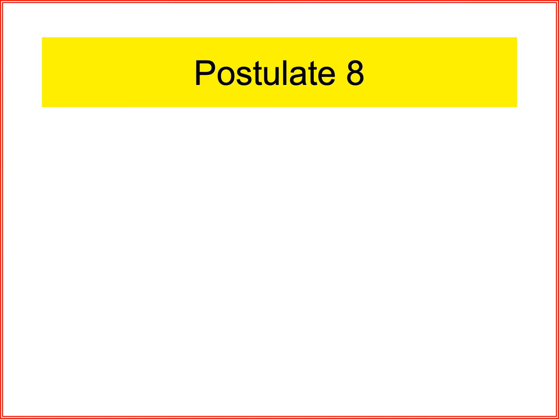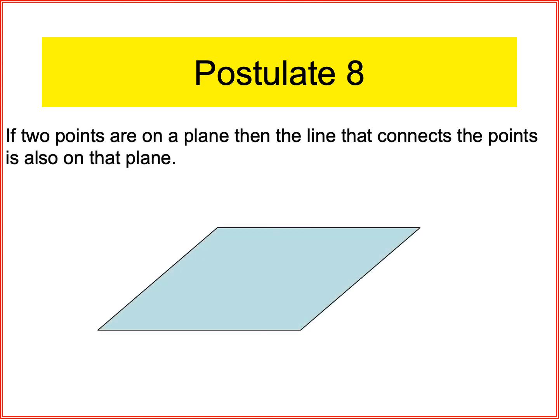Postulate 8 says the following. If 2 points are on a plane, I need a plane. Remember, that's not a true plane right there, but that's how we draw it in 2 dimensions. So if we have a plane and I have 2 points on the plane, then the line that goes through the 2 points is also on the plane. Well, think about this.